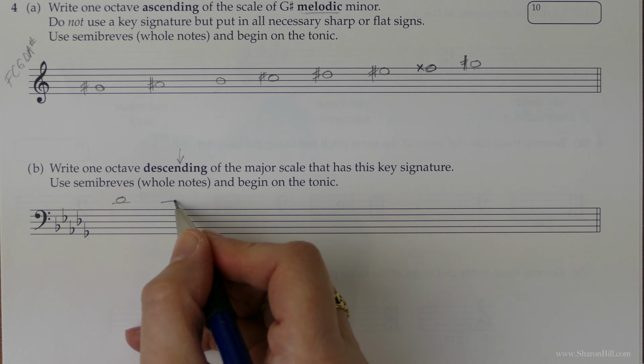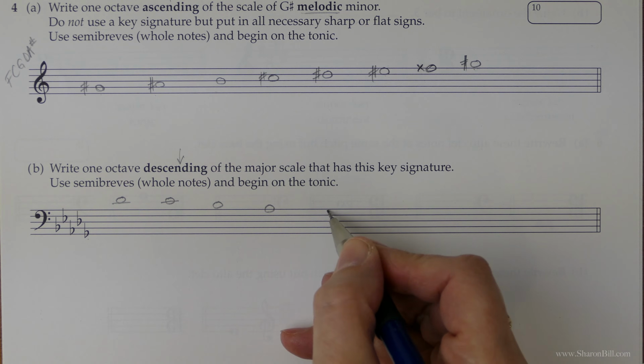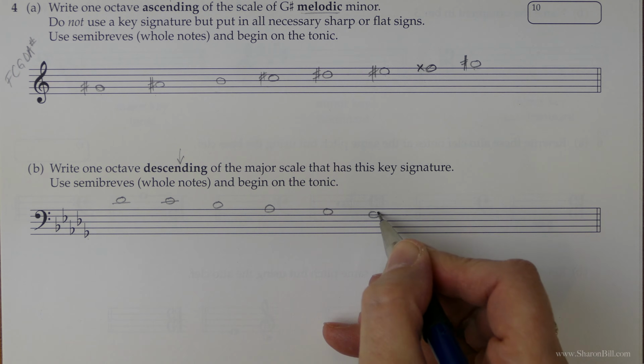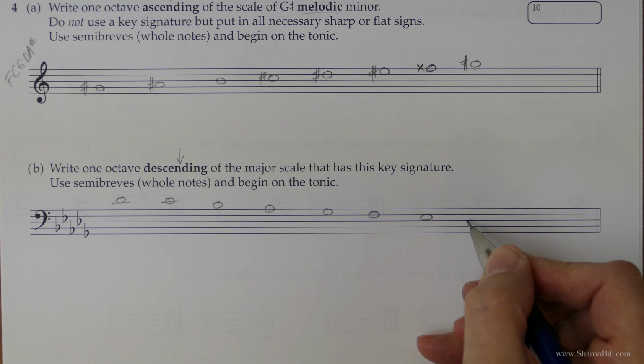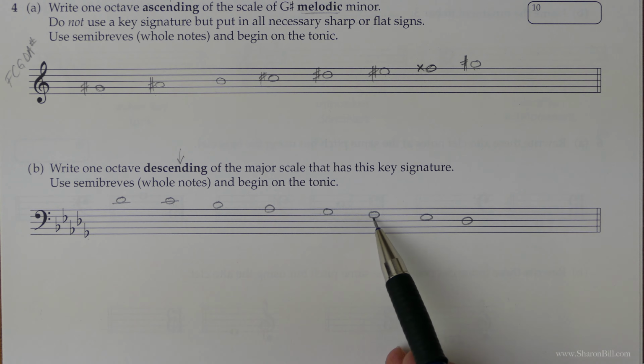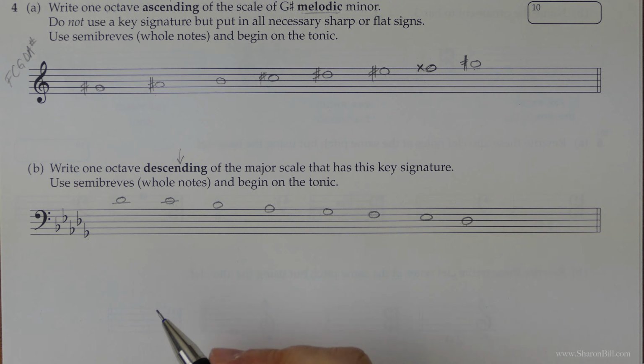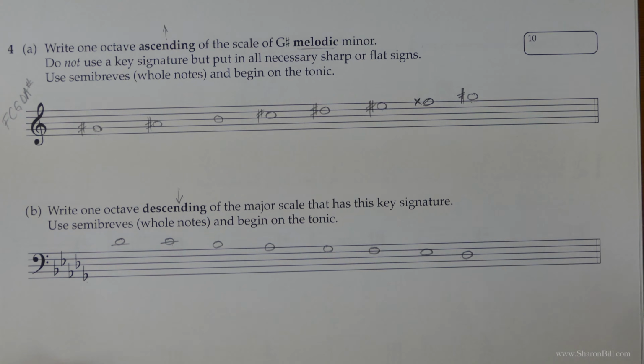that should be about right. So space, line, space, line, space, line. Be careful not to miss a step. Remember, scale literally means step. We want an octave: 1, 2, 3, 4, 5, 6, 7, 8, and we've begun and ended on D, or D flat as the case may be. And that's it really, because the key signature does all the rest of the work for us. So that's soon done. Let's turn over and have a look at the next question.